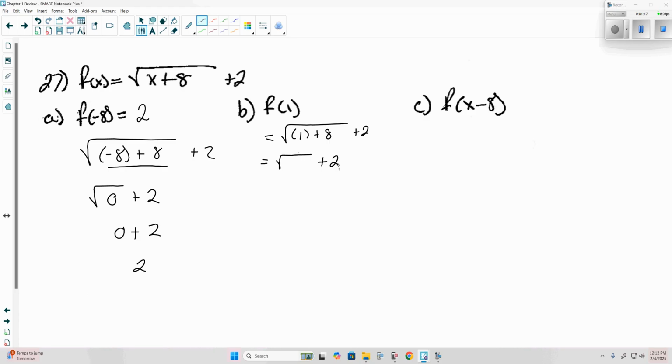F of 1, so we'd have 1 plus 8. 1 plus 8 is 9. Square root of 9 is 3. 3 plus 2 is 5.